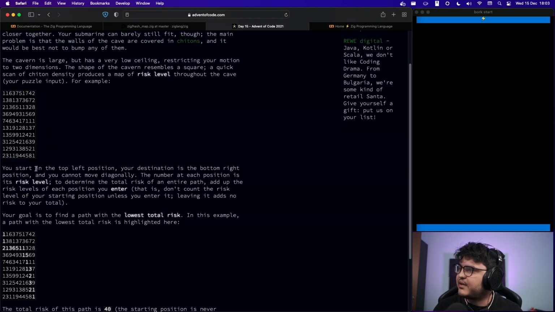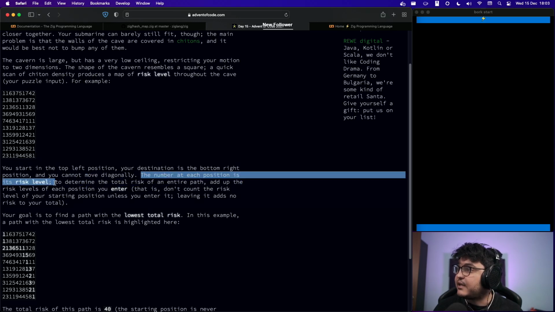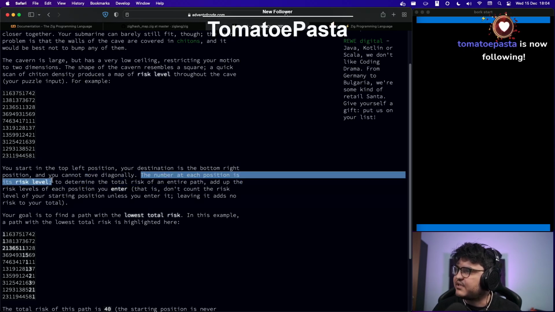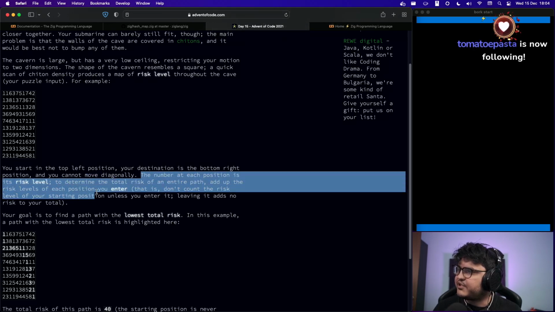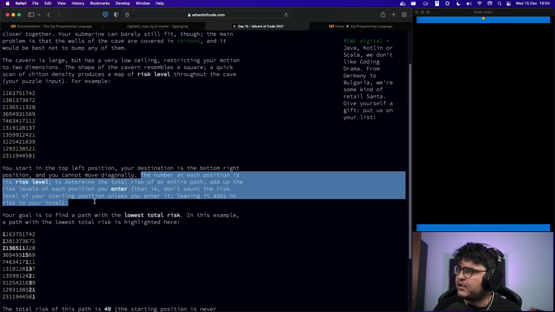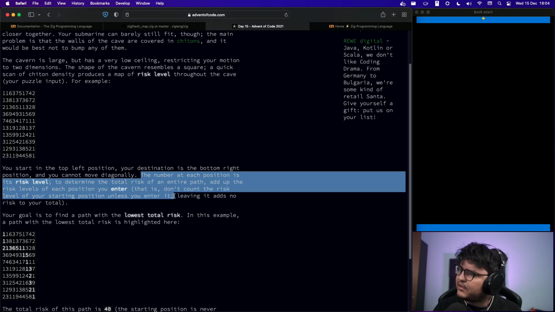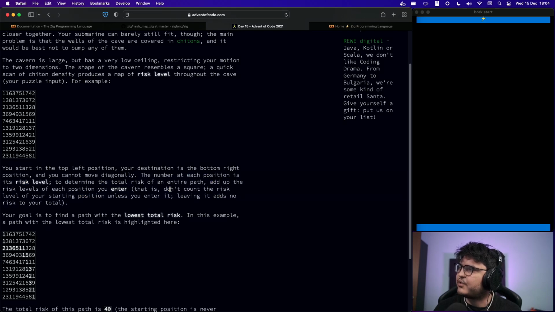okay, you start in the top left position. Your destination is the bottom right position. Okay, so this is the entrance, this is the exit. And you cannot move diagonally. The number at each position is its risk level. To determine the total risk of an entire path, add up the risk levels of each position you enter, that is, don't count the risk level of your starting position unless you enter it. Leaving it adds no risk to your total.